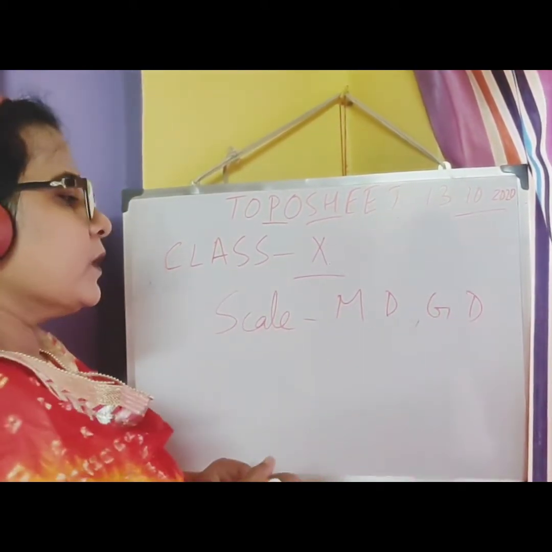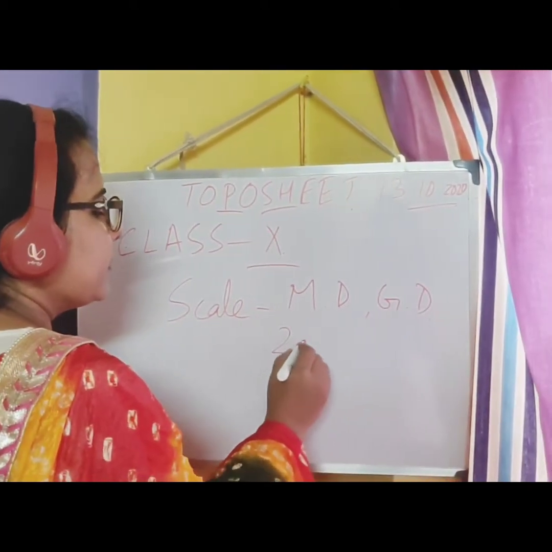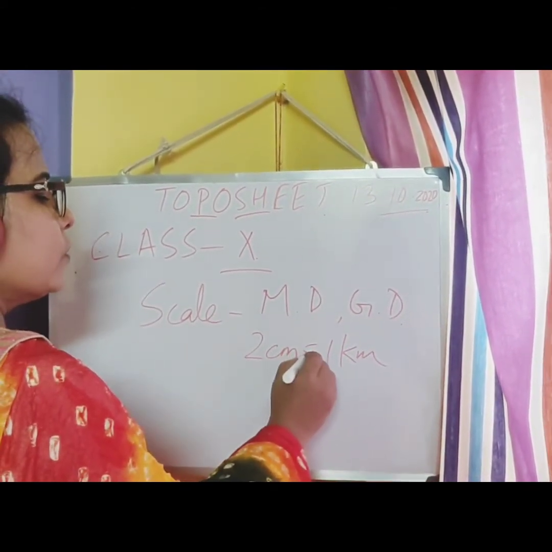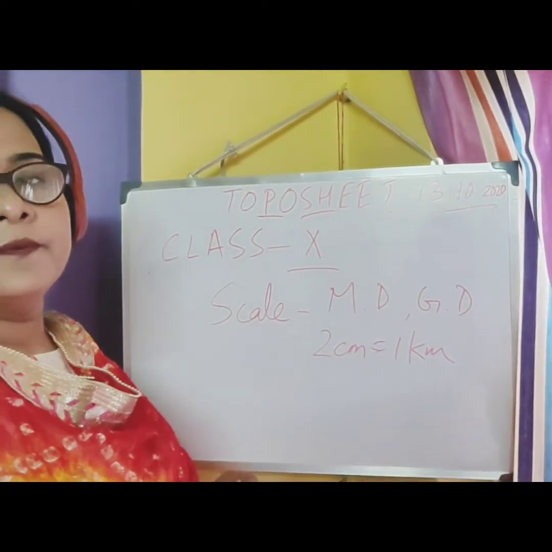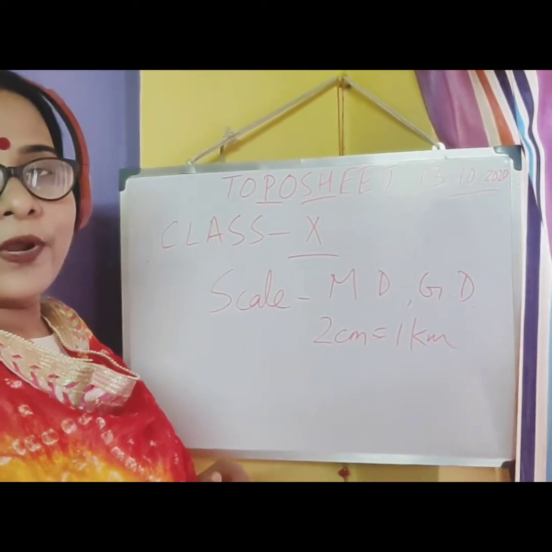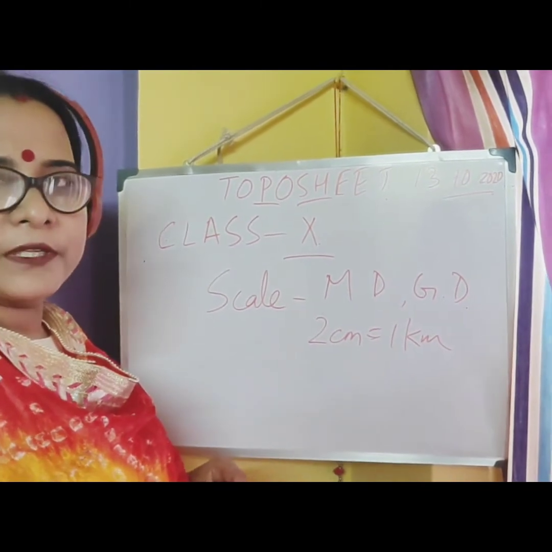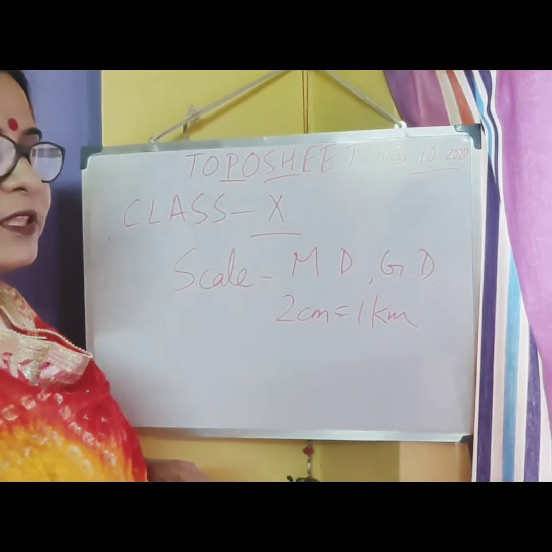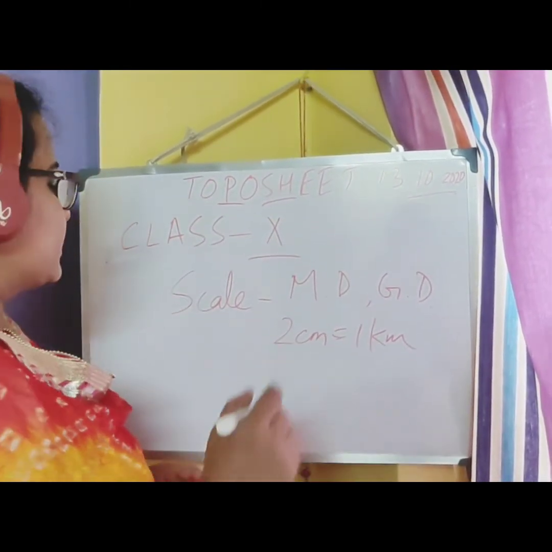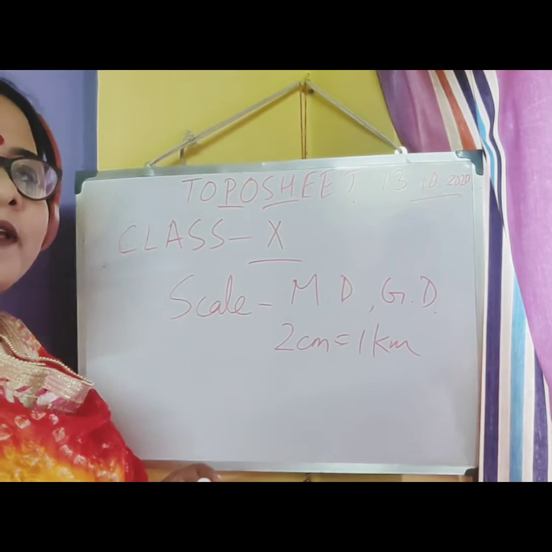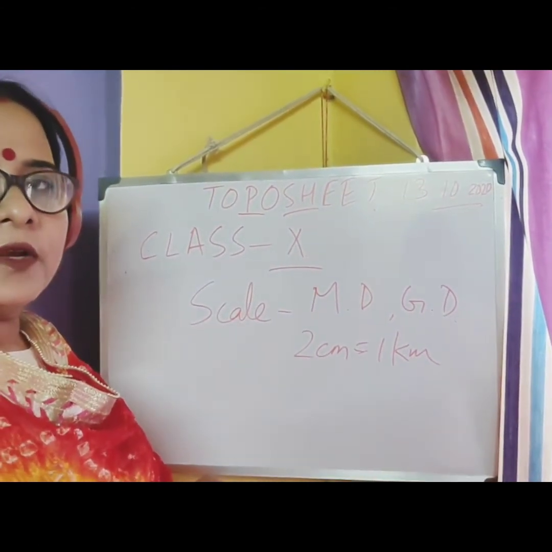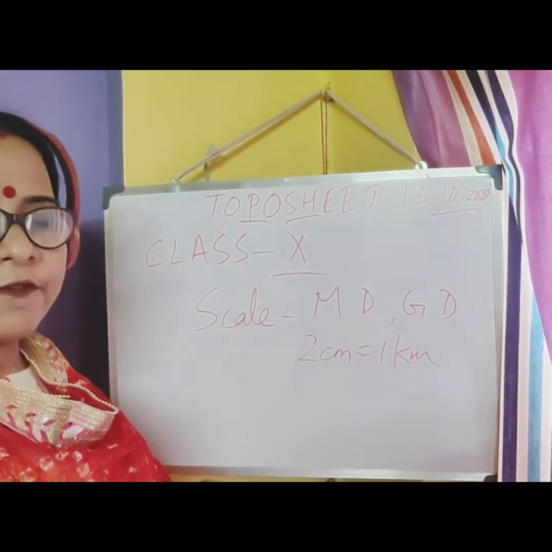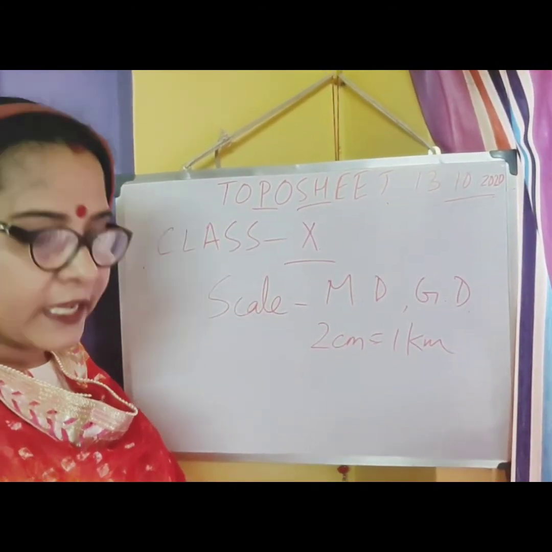For example, 2 centimeter on the map is equal to 1 kilometer on the ground. So this is the example of the scale where the 2 centimeter on the map is representing 1 kilometer on the ground. So what is scale? It is a ratio between the map distance and the ground distance. And how many types of scales are there? There are 3 types of scale. One is the statement scale, the other is the RF representative fraction, and the other is the linear scale.